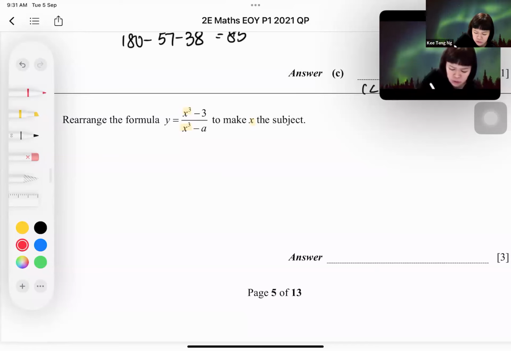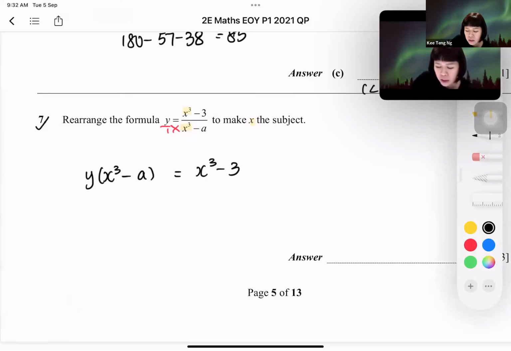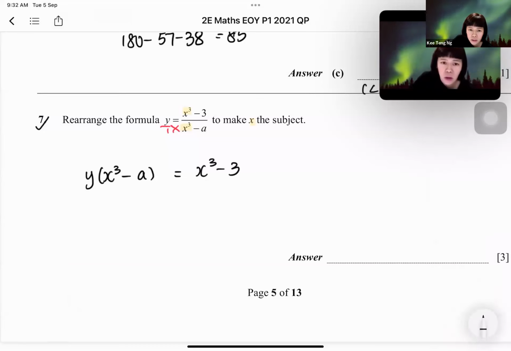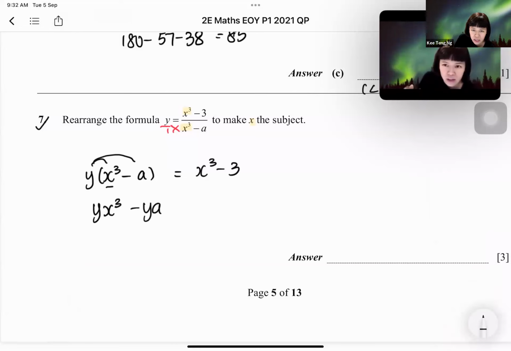So intuitively, first thing to do, we cross multiply. Equal sign is in the middle. So y times the whole of x cubed minus a, x cubed minus 3. Is it necessary that all the time I must expand the bracket? It depends. Look at the situation. What is it that I want? I want the x cube. And x cube is stuck inside my bracket over here. It's not on its own without anything. So in this case, I have no choice. I need to expand out. So it's yx cubed minus ya. Remember ya, not just a, okay? And this is x cubed minus 3.